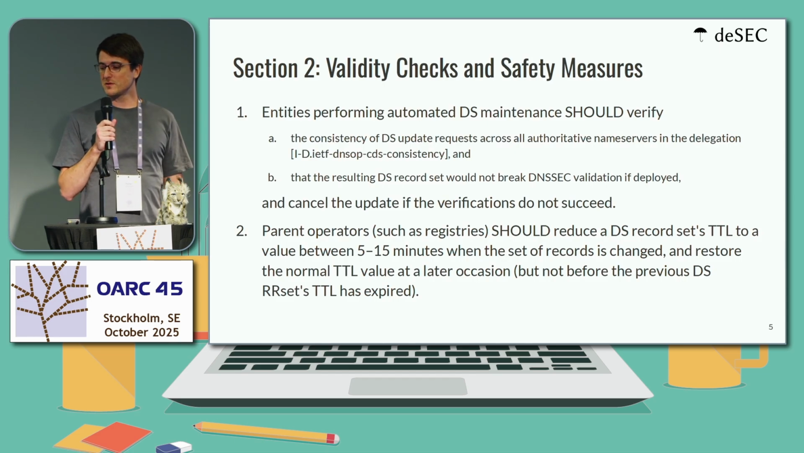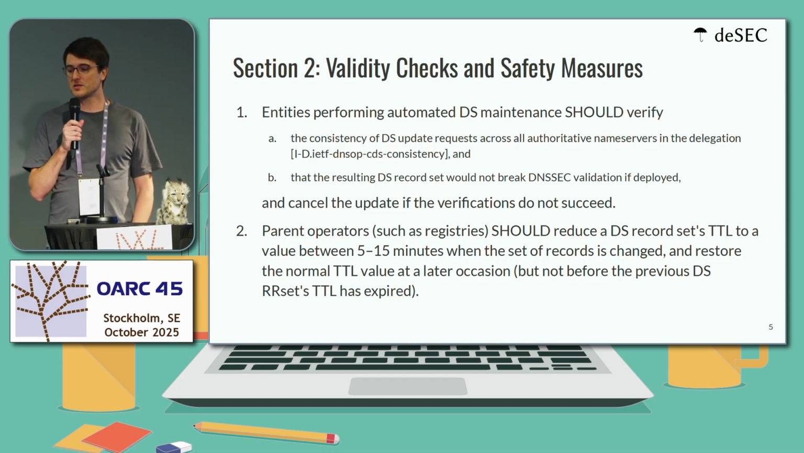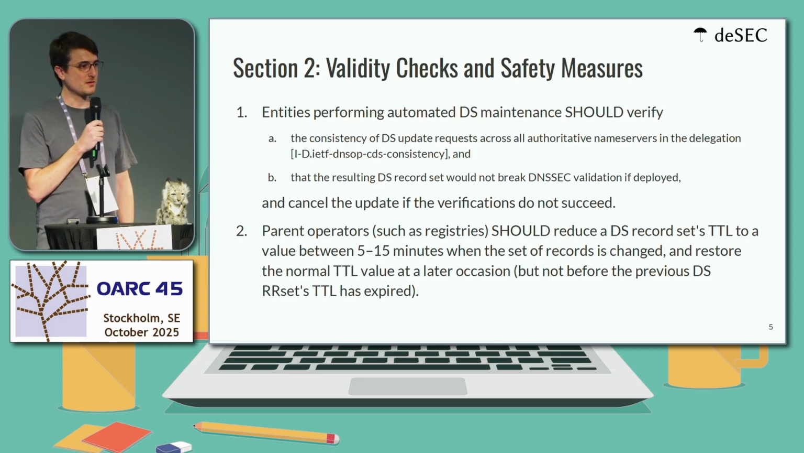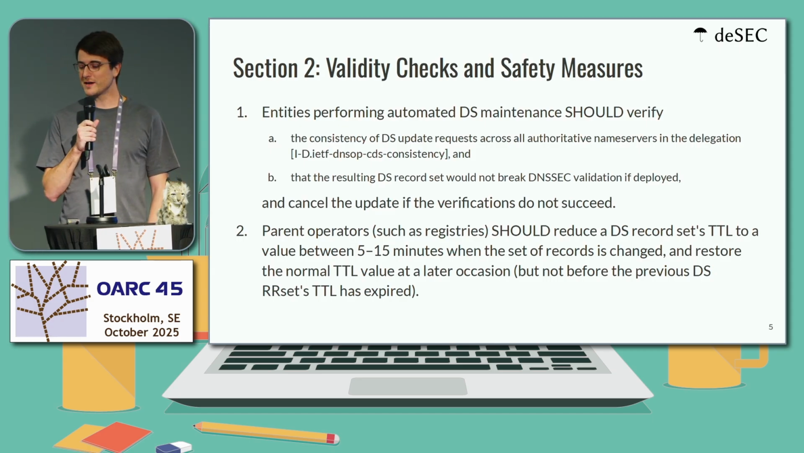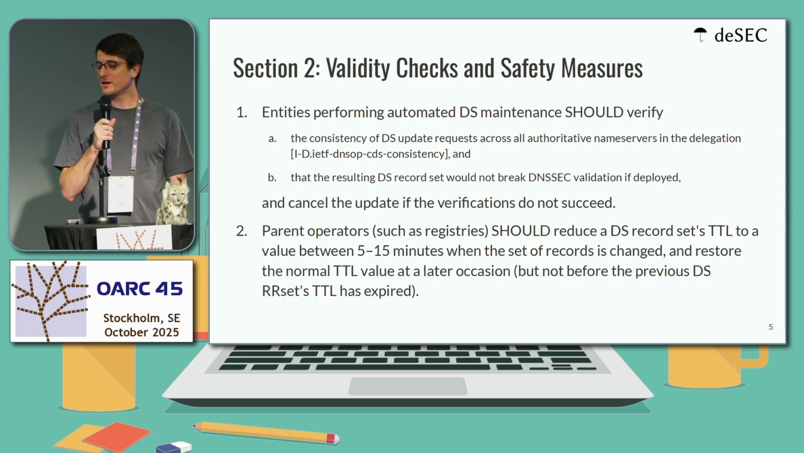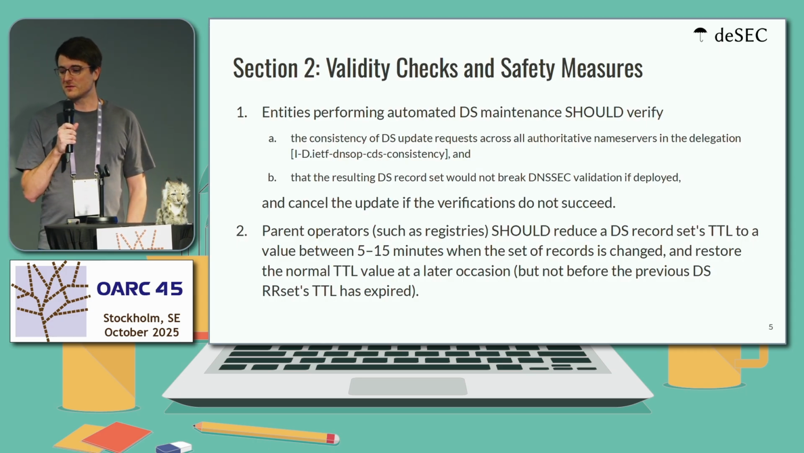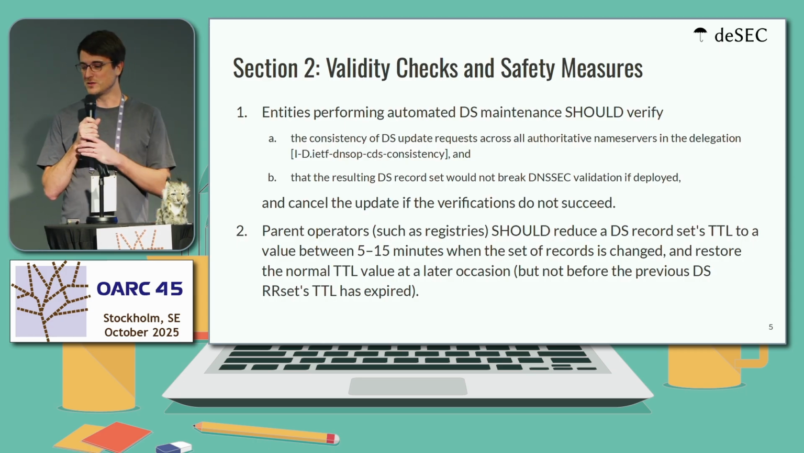The first one is section 2 of the document, validity checks and safety measures. Essentially, it says, if you ingest CDS or CDNSKEY records, don't apply the resulting DS record set if that would break anything. And by the way, if you apply it because it doesn't break anything, you should still reduce the DS record set TTL for a while, so that if the zone owner wants to roll back, they can do it quickly.